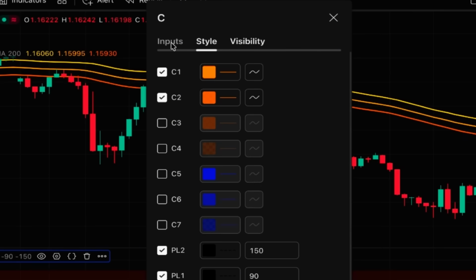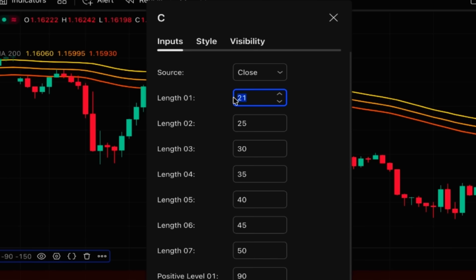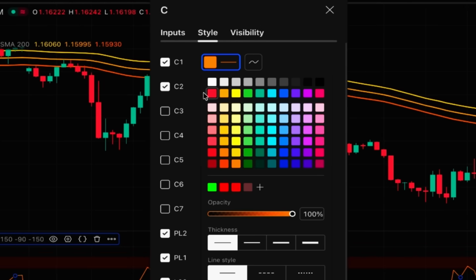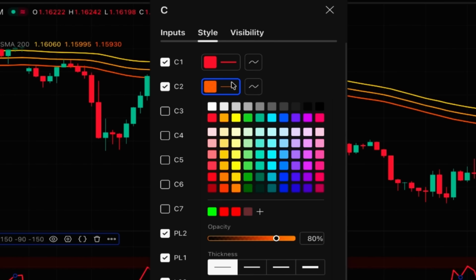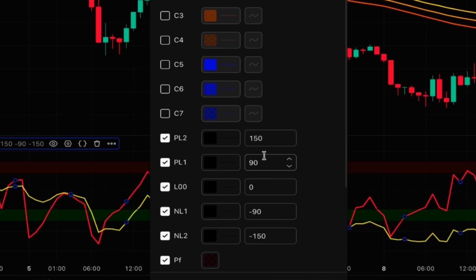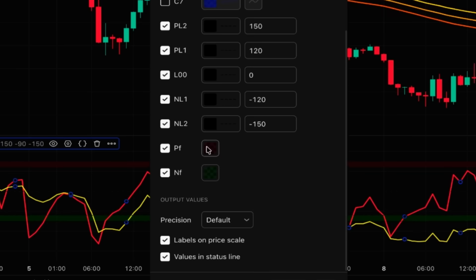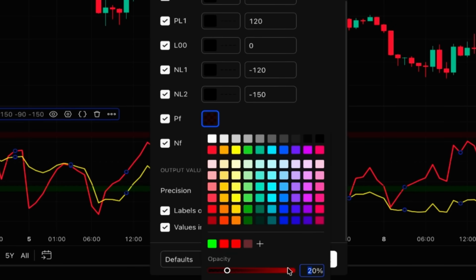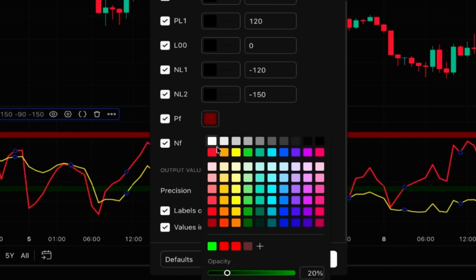And then we go to the inputs tab, and here for the first CCI we set the length at 11, and for the second CCI we set the length at 200. And then again we go to the style tab, and here for the first CCI we set the color to red, and we also increase the thickness of the line. And for the second CCI we set the color to yellow, and similarly we increase the thickness of the line. And then here for overbought zone, it should be from 120 to 150, and for oversold zone it should be from minus 120 to minus 150. And then here for the color of the zone, we increase the opacity to 70% so they will be better visible on our price charts.